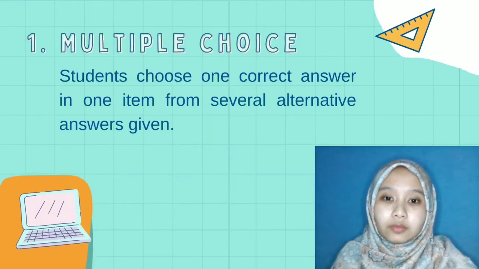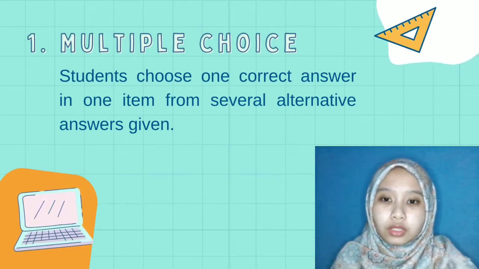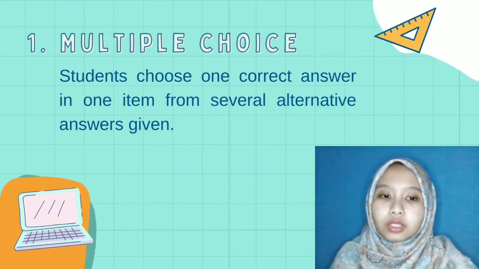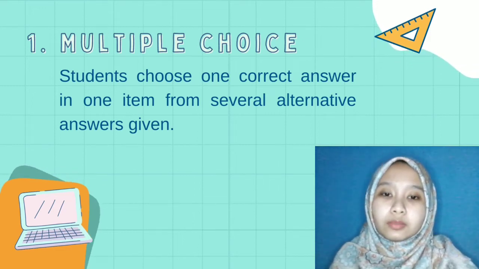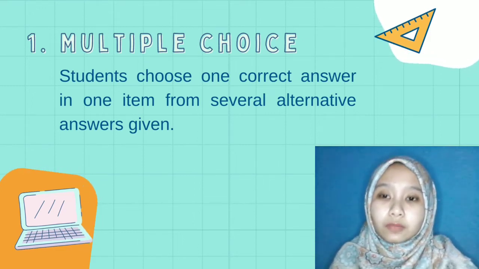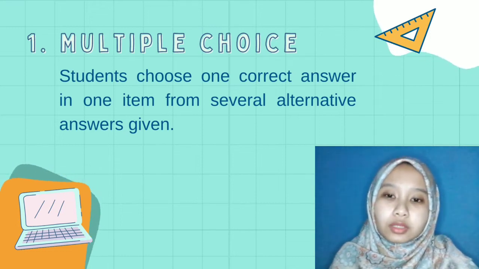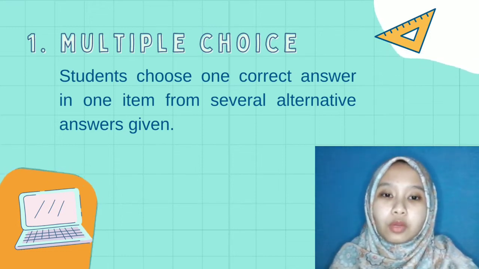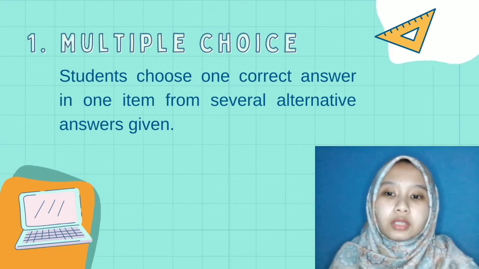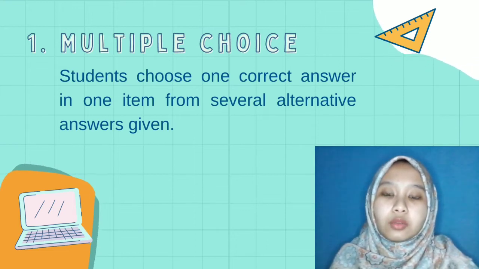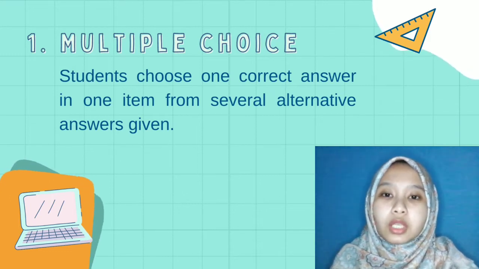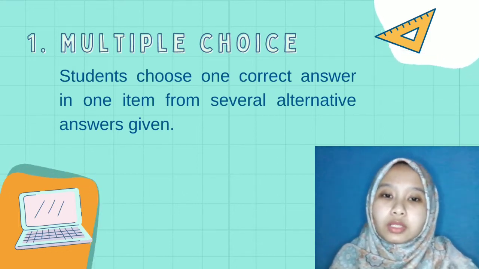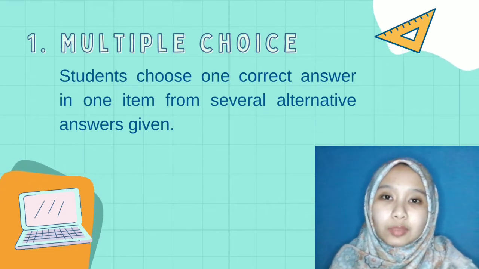Okay, the first is multiple choice. In this type of question, students choose one correct answer in one item from several alternative answers given. The first part is called the stem, which can be in the form of a statement or a question. The second part is called option or alternative answers. This type of question is widely used because it is easy to assess and it doesn't take much time.